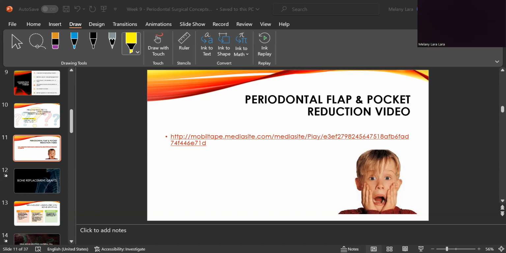Osseous surgery is performed for the purpose of obtaining flap access for the removal of otherwise inaccessible residual calculus and plaque, which are the etiologic factors for continued inflammation and loss of periodontal attachment. In addition, pocket reduction through osseous recontouring and apical repositioning of the flaps can create accessibility for plaque control by the patient and for maintenance procedures by either the hygienist or the dentist.